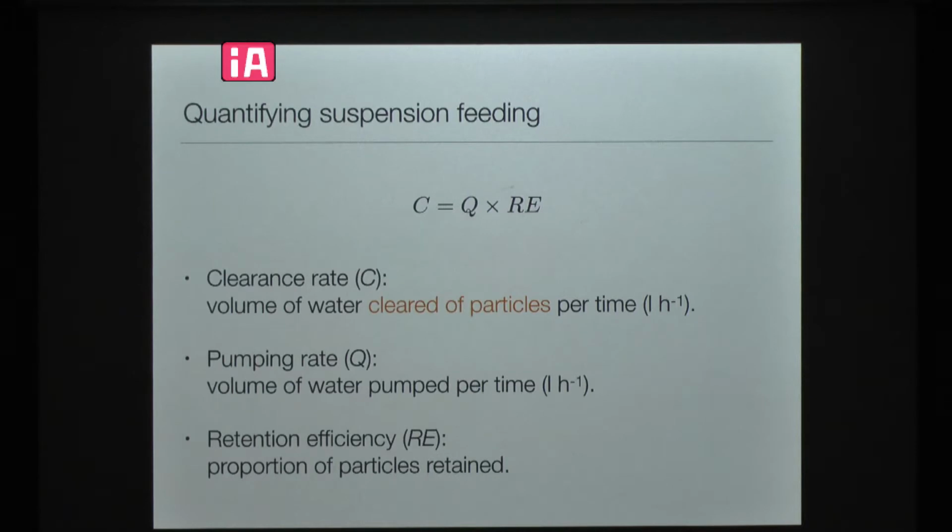There's also another quantity that's important, and that's the pumping rate. That's Q here, and that is just the volume of water pumped by the animal, regardless of whether or not it contains particles. And the two are related by this retention efficiency. So if there's a certain type of particle and a certain size of particle, and a clam retains 50% of that particle on its gills, then the clearance rate will be half of the pumping rate.